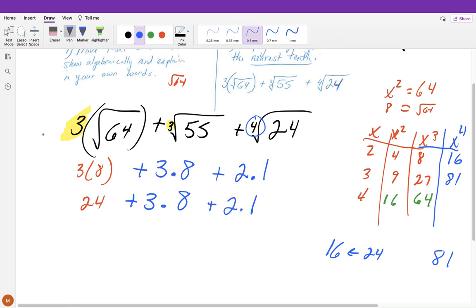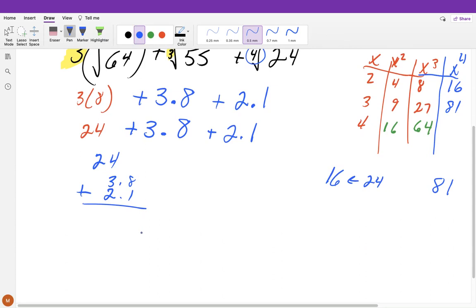Now that we approximated each of these and I took the square root and multiplied, now we just need to add. So it becomes 24 plus 3.8 plus 2.1. So we're just going to add this down. Well, this is going to give me 0.9. 4 plus 3 is 7, plus 2 is 9. So 29.9 approximately is what the answer should have been.